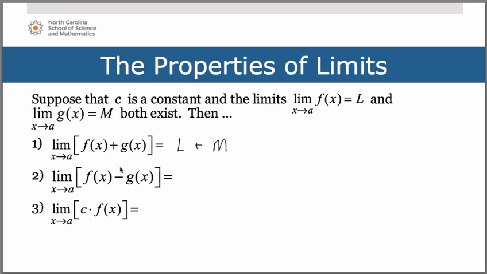If we want the limit of the difference between the functions as x approaches a, that simply will be L minus m. And finally, if we have the function f of x, or it could have been g of x, multiplied by a constant c, that limit would be equal to c times L. Again, I think these will pretty much make very easy sense to you.